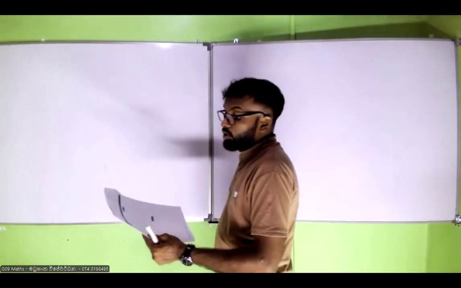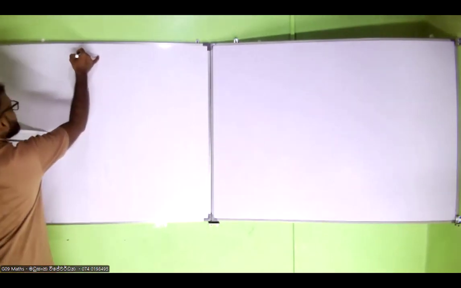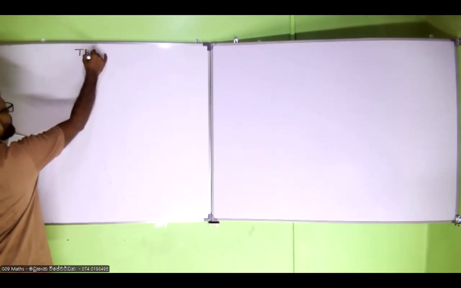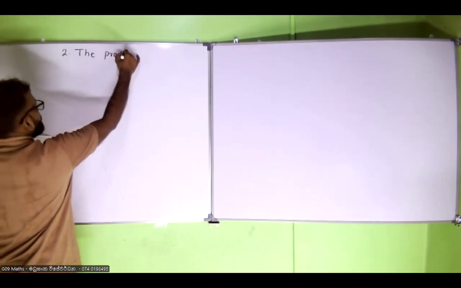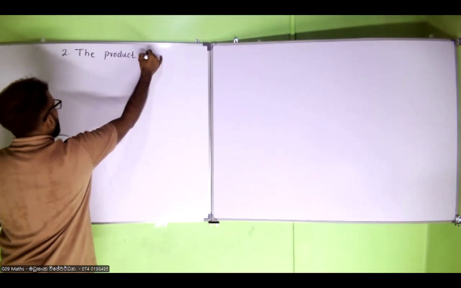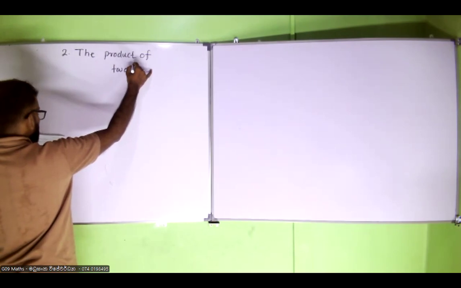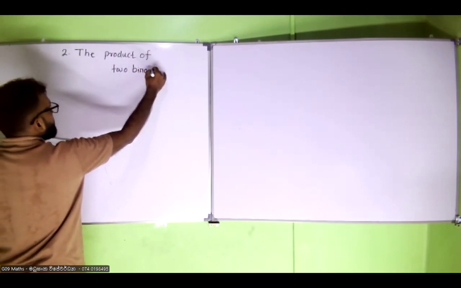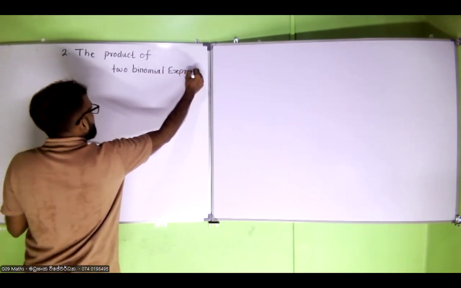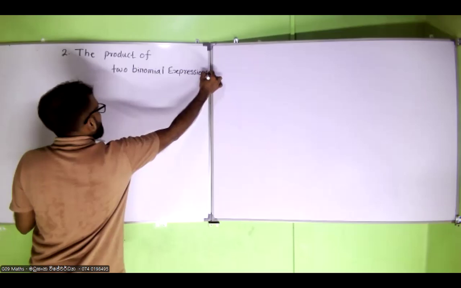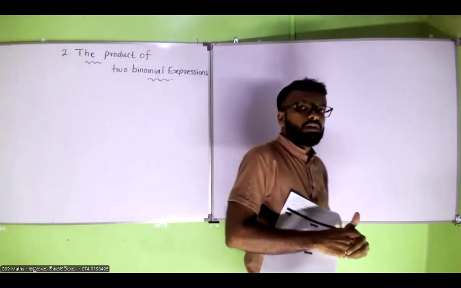Page number 4, the product of two binomial expressions. Very important, right? Second subtitle: the product of two binomial expressions, right? So this one is quite important.